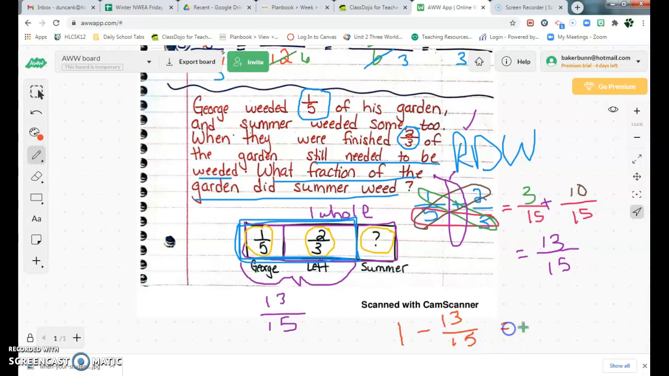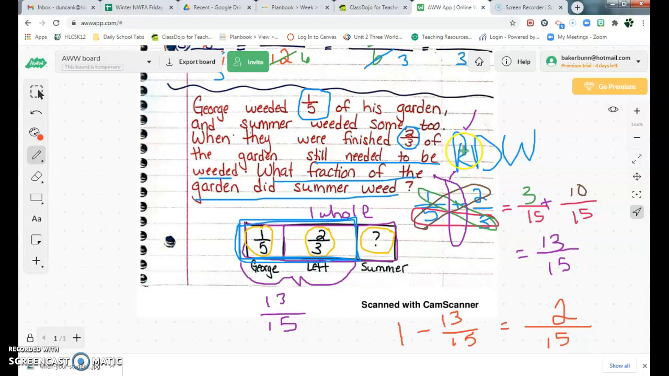Well, I know that I can do this mentally. 1 minus 13/15. If I wanted to, I know that 15/15 is equal to one whole. So 13/15 plus 2 more 15ths is going to get me one whole. So 1 minus 13/15, I have 2 15ths left over, because 2 15ths plus 13 15ths would get me 15 15ths, which is equal to 1.